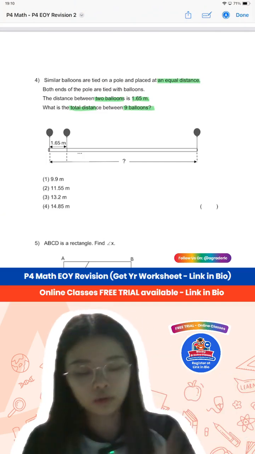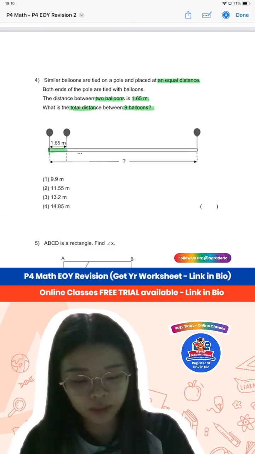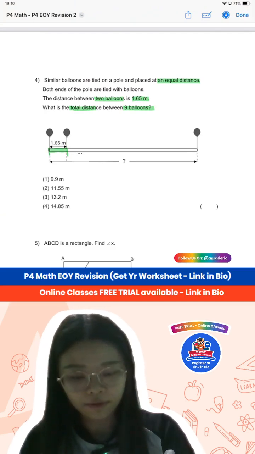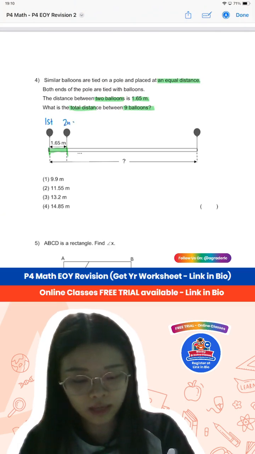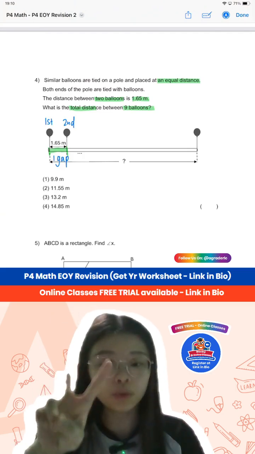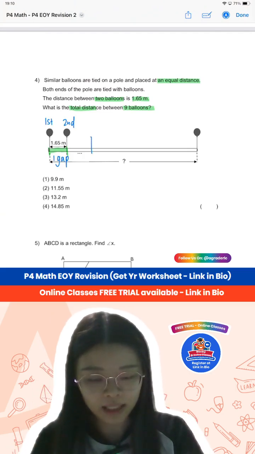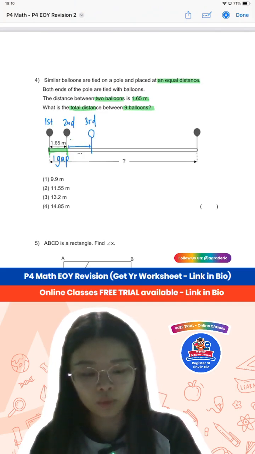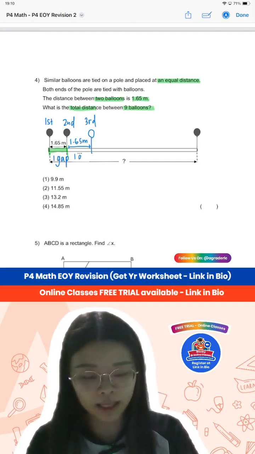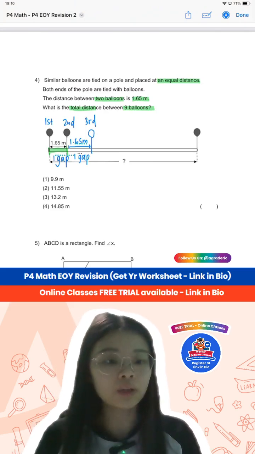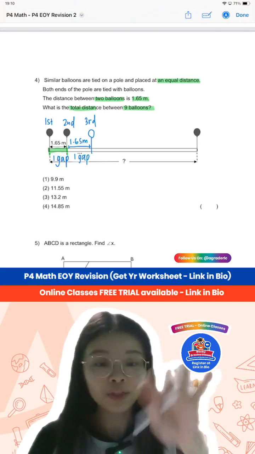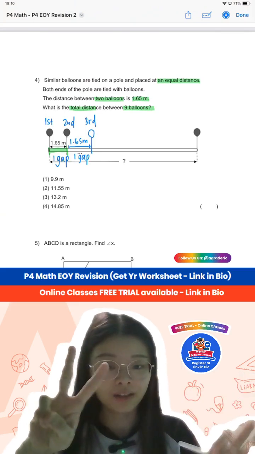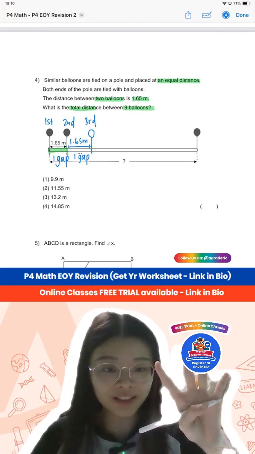So you can see from here to here, first balloon to second balloon, there is 1 gap. So 2 balloons, 1 gap. Imagine if I had another balloon here, a third balloon, I would have another 1.65 meters. That makes it another 1 gap. So here you can see 3 balloons, 2 gaps. Now we know 4 balloons, how many gaps?